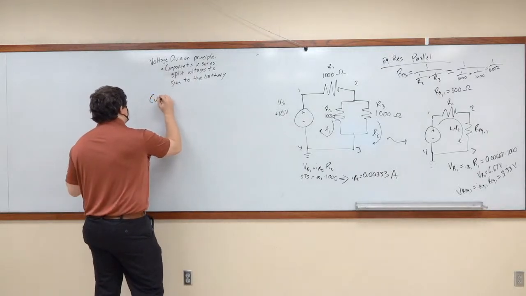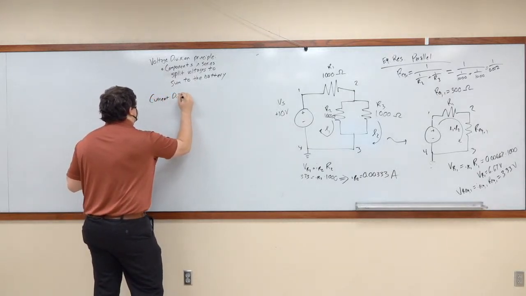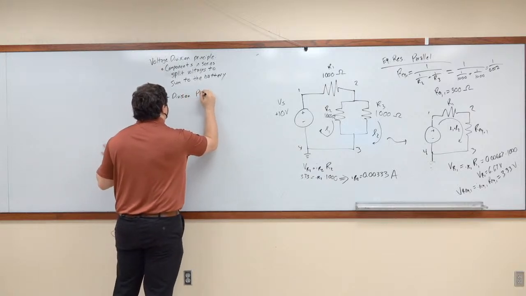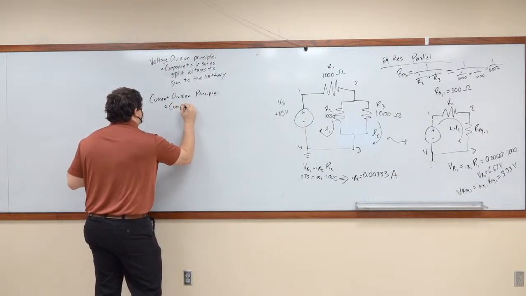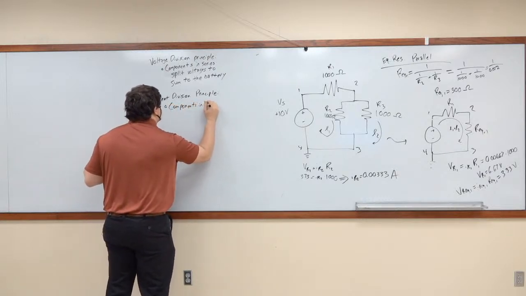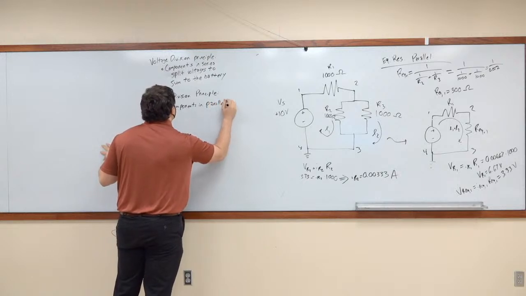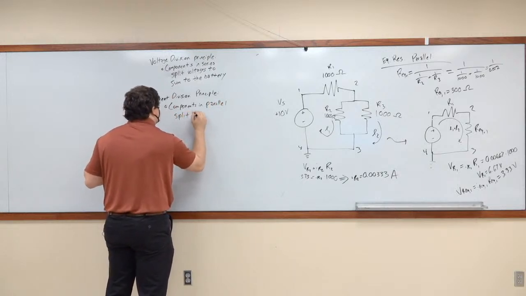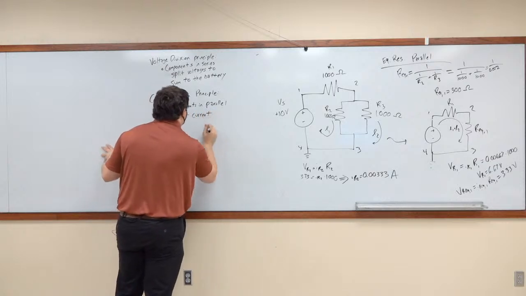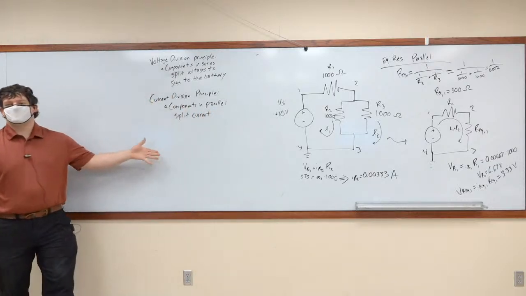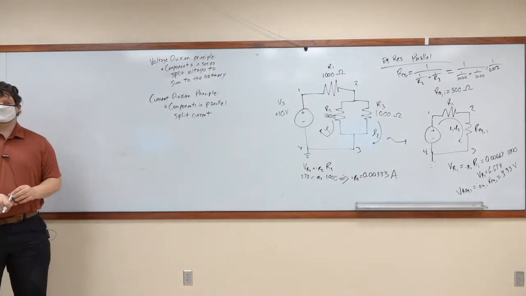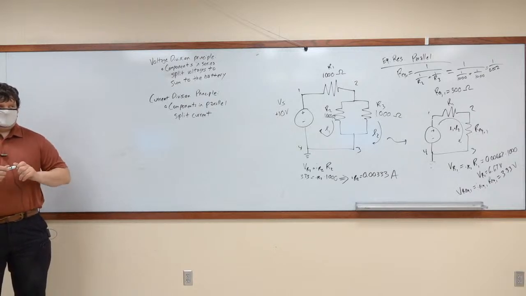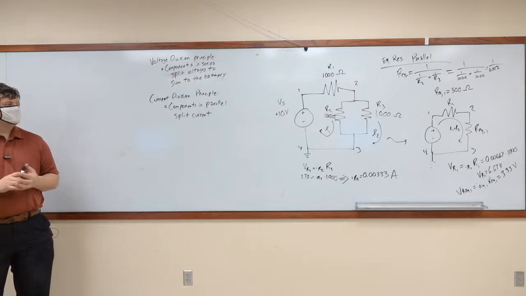And the current division principle: components in parallel split current. And those current values sum to the amount of current that goes into the node going into the parallel components. Okay? All right. So that's that.